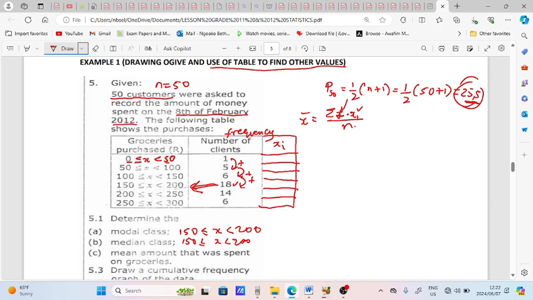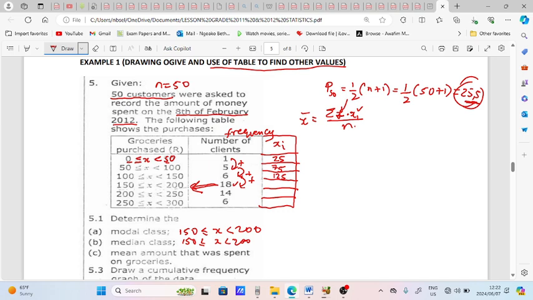Now, what do you do? How do you get the midpoint? We say 0 plus 50 divided by 2. What do you get? 25. Now, we come to the second one. 50 plus 100 divided by 2. What do you get? 75. Now, 100 plus 150 divided by 2. What do you get? 125. Can you see that?